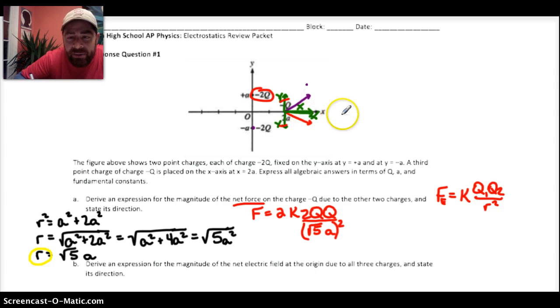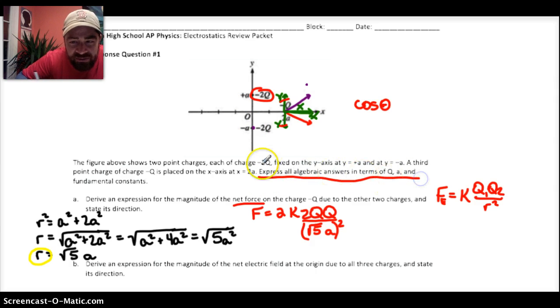So normally I would just feel comfortable saying, all right, let's just call that cosine theta and be done with it. However, they've specifically asked for me to define this in terms of the fundamental terms Q, A and other fundamental constants, and I can't use cosine and theta because they're outside of that. So let's express cosine theta in terms of those, in terms of Q and A.